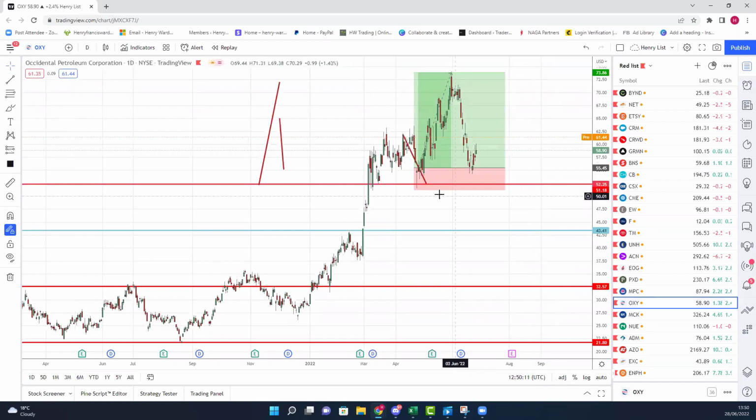Oxy. So Oxy's now come back down into a level again. Come back down into this area, and it's an identical entry to what was there previously. It hasn't come back down to here, but if we look at the pre-market, we've had a nice little jump on the pre-market, haven't we? The market has jumped from 58.90 up to 61.40.